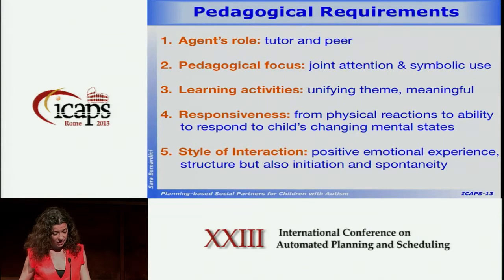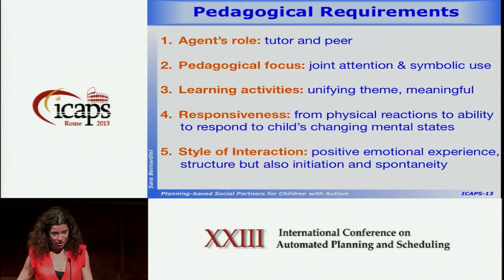Also, the learning activities that the agent proposes to the child need to share a unifying theme to support attention, and this activity needs to be meaningful for the child, and of course engaging. And also, we need a responsive agent, where responsiveness needs to range from the ability to react to physical actions performed on the agent, to the ability of the agent to respond to the child's changing mental states. And finally, the agent needs to offer a positive emotional experience to the child, and to offer the right balance between structure and spontaneity and initiation.